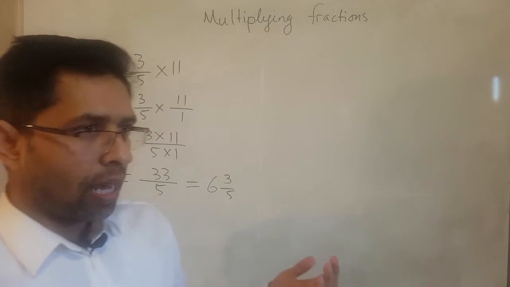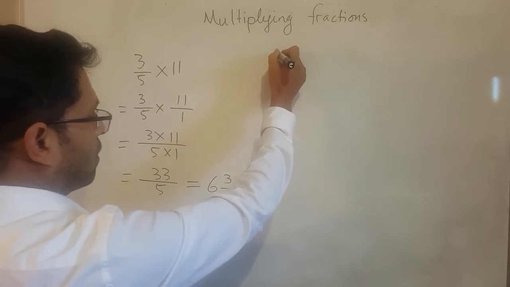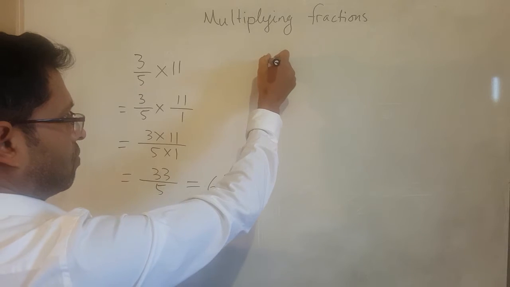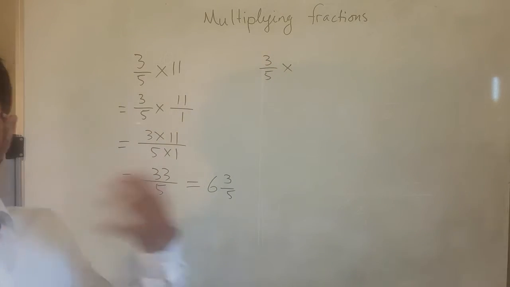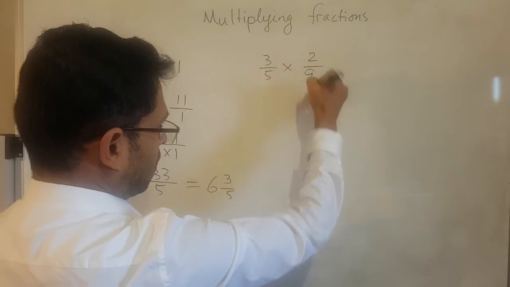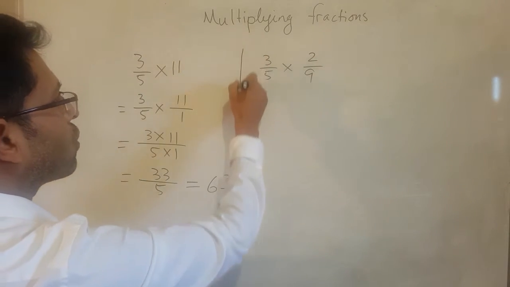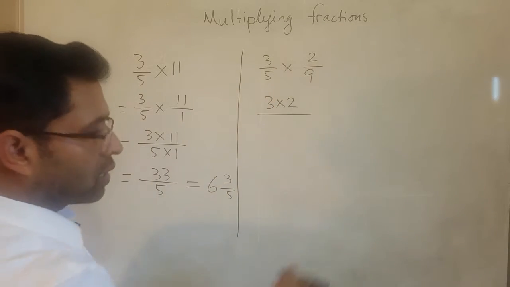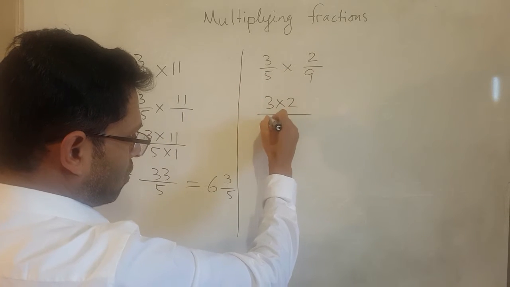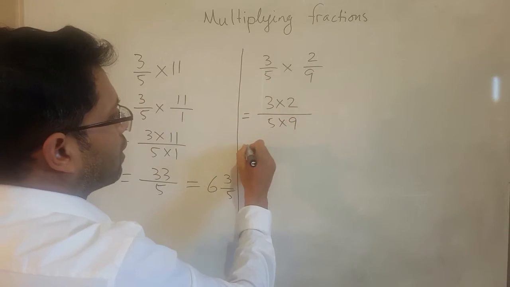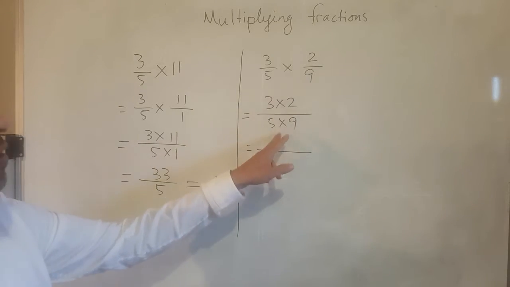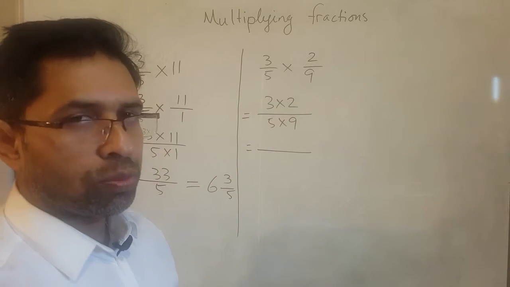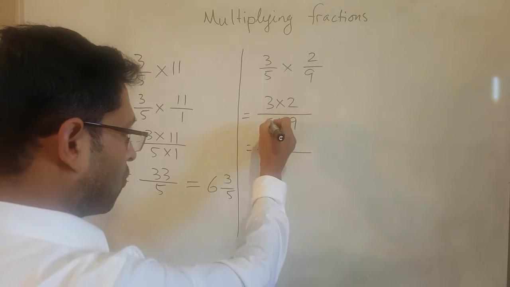Similarly, if you take another example, maybe 3 over 5 times a fraction like 2 over 9. How can we do this one? Exactly the same way. We just need to multiply the 3 times 2, numerator with the numerator, and then multiply the denominator with denominator. Now, you can multiply first and then simplify, but I mostly prefer doing the simplification first and then multiply, which makes the job easier.